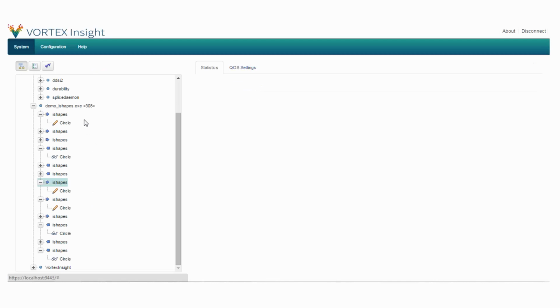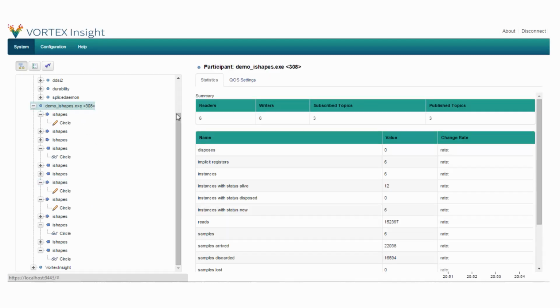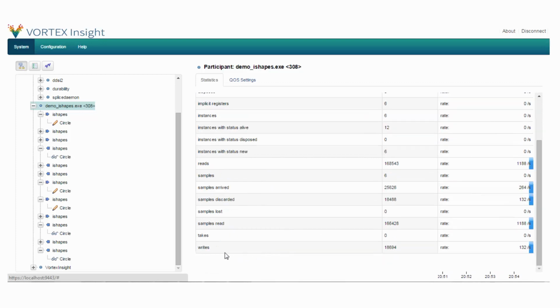Clicking on a given node provides us with detailed information about the corresponding entity, a summary statistic about all contained entities or children, as well as live aggregated statistics about activities relating to that entity, such as number of writes, samples read, or instances alive. These statistics are rolled up, meaning that each statistical value here for a given entity expresses the total of the corresponding statistical values of its children.